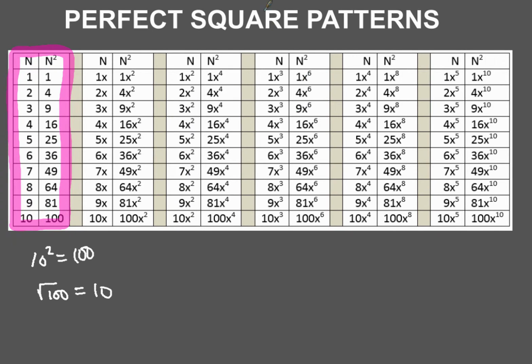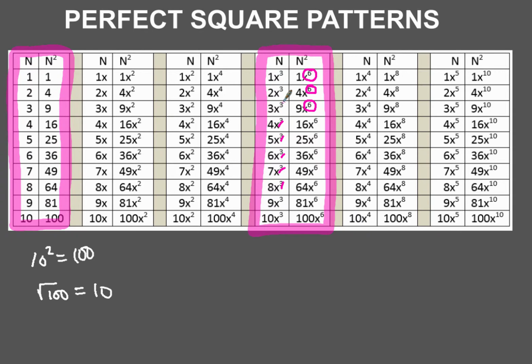Now the same thing holds true if you're looking at something from one of these other columns. Take a look at this particular column. Notice all of the exponents in the squared column are 6: 4x to the 6, 9x to the 6, every single one. And if you look at the n column, all of these exponents are going to be 3's.